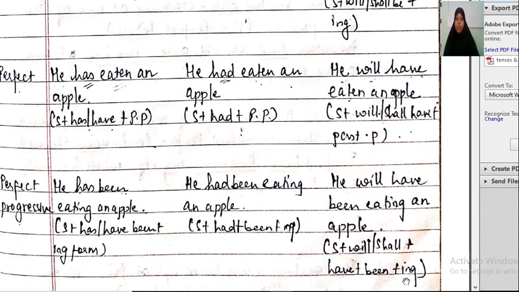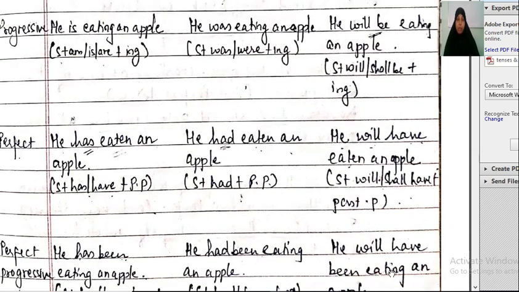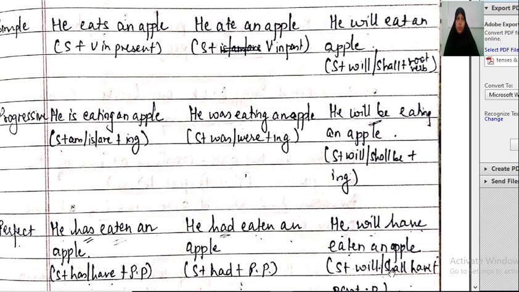Here students, the structure of the sentence is very important. Once you learn the structure of the sentence, it becomes easy for you to change the sentence according to the tense you are asked to transform into. Now this structure, you have to just keep in mind that present tense is subject plus verb in present. Past means subject plus verb in past. Future means subject plus will or shall plus root verb.